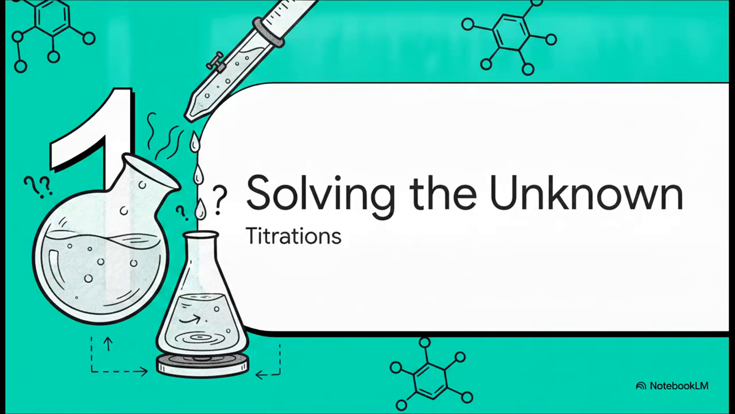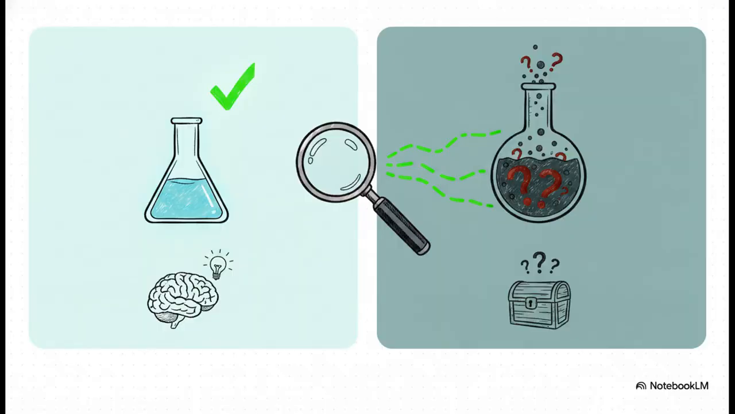Part 1. Solving the unknown. Let's start with a classic lab scenario, figuring out exactly what's hiding inside a mystery liquid. Titration is basically a chemical matchmaking game. We take our titrant, a known, highly calibrated standard, and pit it against the analyte, which is our mystery substance. By watching how they interact, the known completely forces the unknown to reveal its properties.